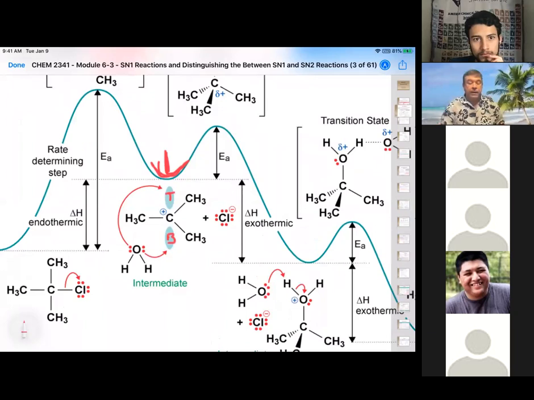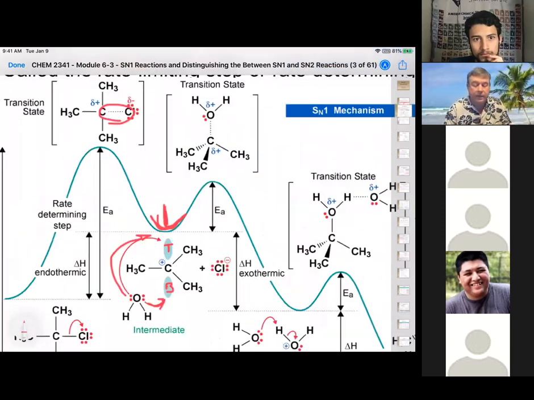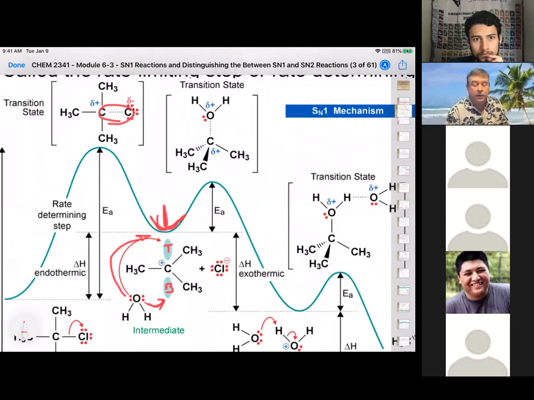Okay, so it can attack either side, and in this case, we can use just lone pairs. It doesn't have to be a charged species. Once we do that, we hit an activation energy where we are starting to form that bond. It's starting to associate those lone pairs from the oxygen. They're starting to reach out and grab at that positively charged carbon. And then once we do that, we actually cascade down to our next intermediate.